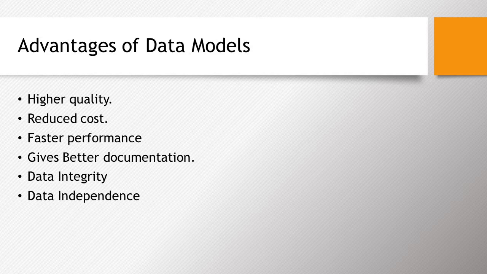So finally we have seen the different concepts. The first one is data models: what is the definition of data models? Second, what are the types of data models: the ER model, relational model, object oriented database model, and other models. And we saw the applications of data models, and finally the advantages of data models.